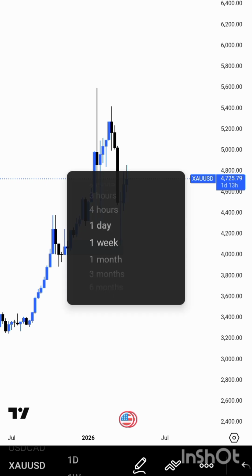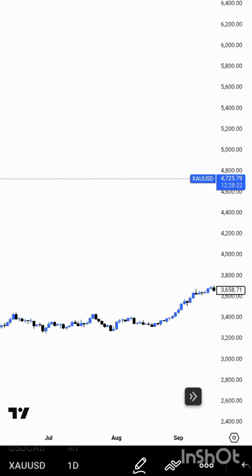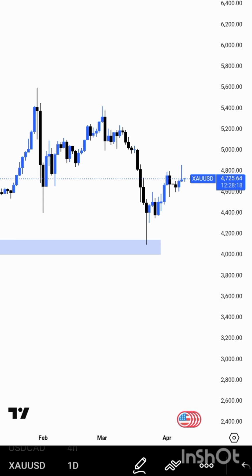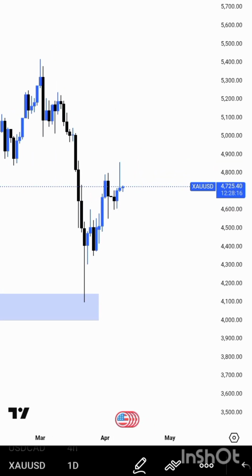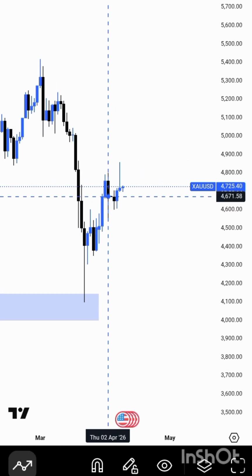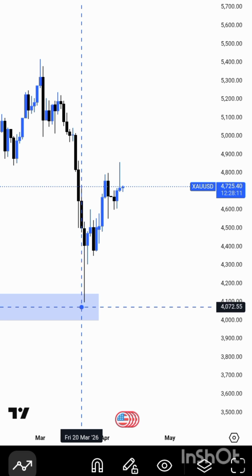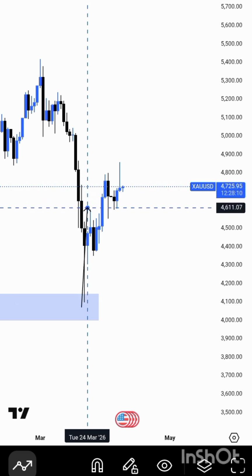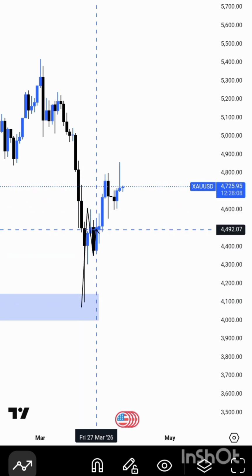So from the weekly we want to go to the daily time frame, and on the daily time frame what we want to see is a higher high, higher low, higher high, higher low. Right here we can see the higher high. We see this last low made this high, then we see this low, then we see this higher high.